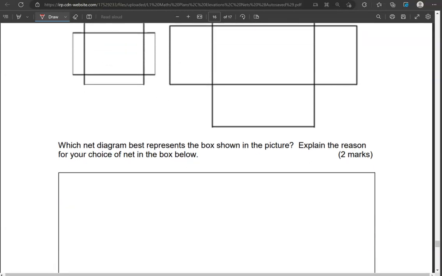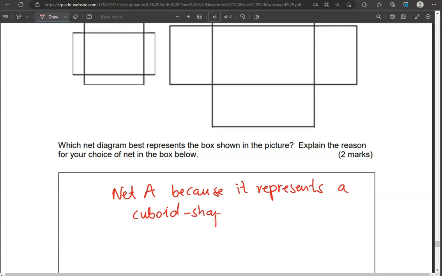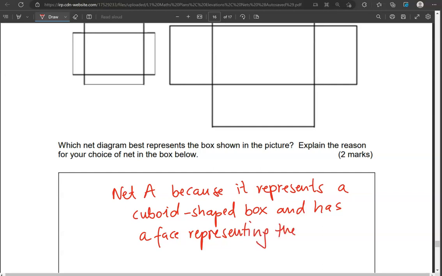So we're going to say net A because it represents a cuboid shaped box and has a face representing the box lid.